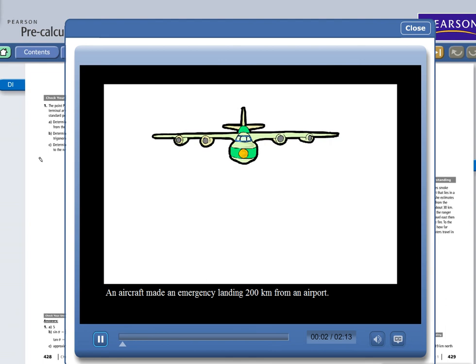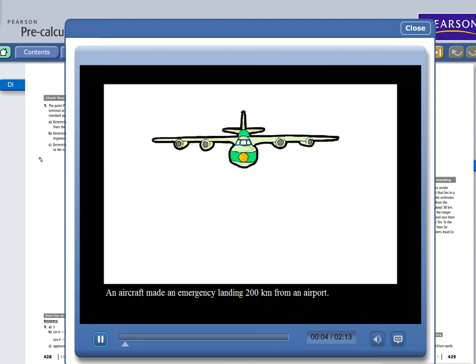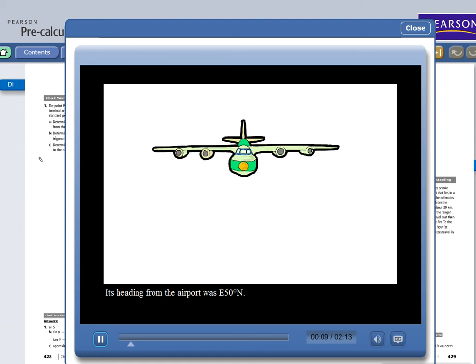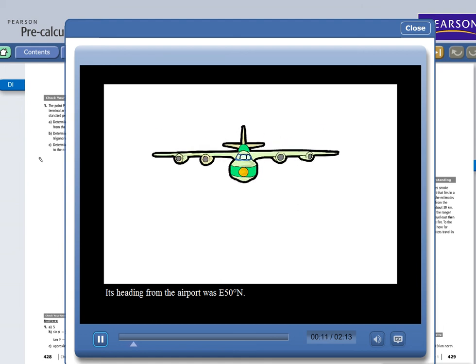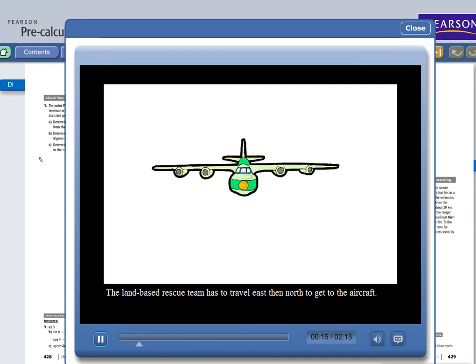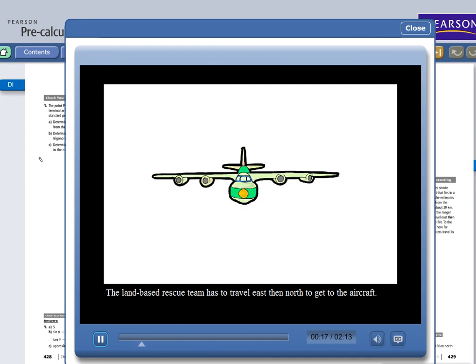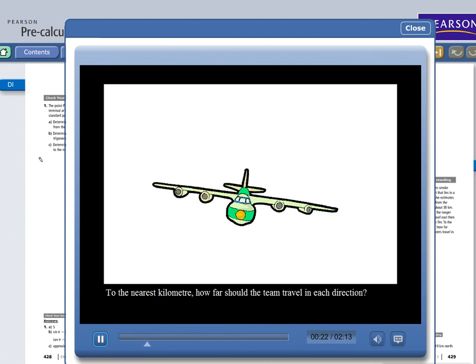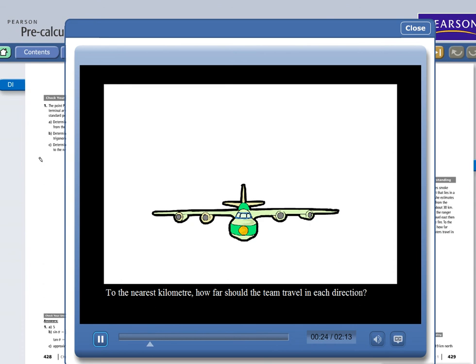Now for the next question, I'm going to let them explain their example too, because it is a bit tricky for some people to start with this. So let them explain their example too, and then I'll do our example too. An aircraft made an emergency landing 200 kilometers from an airport. Its heading from the airport was east 50 degrees north. The land-based rescue team has to travel east, then north to get to the aircraft. To the nearest kilometer, how far should the team travel in each direction?